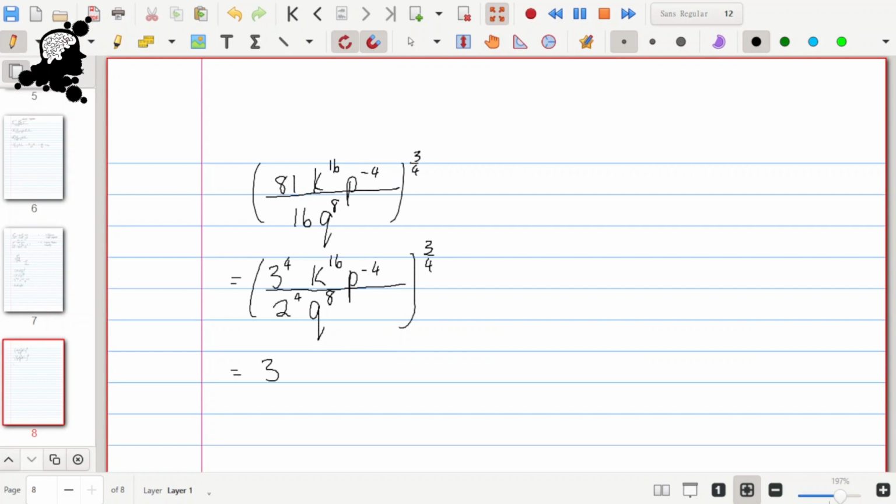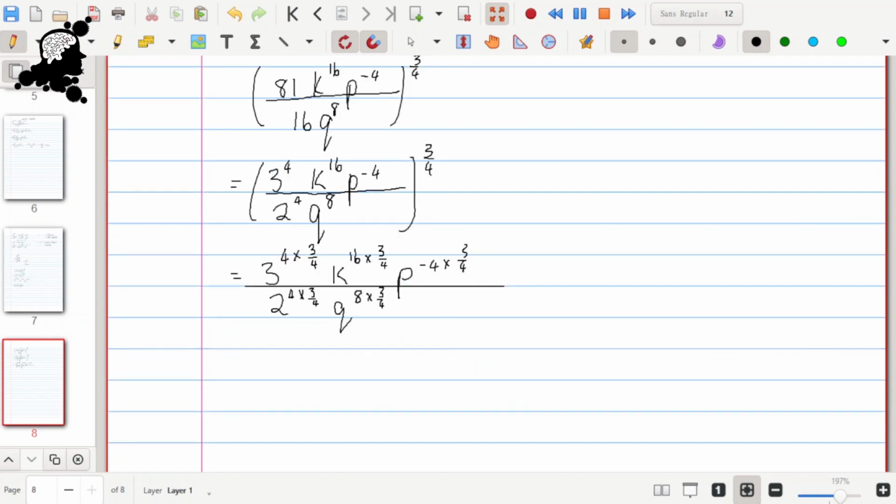So this is 3 to the power 4 multiplied by 3 over 4. This is k to the power 16 multiplied by 3 over 4. This is p to the power negative 4 multiplied by 3 over 4. And this is all divided by 2 to the power 4 multiplied by 3 over 4, q to the power 8 multiplied by 3 over 4.